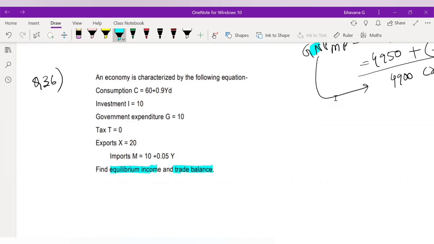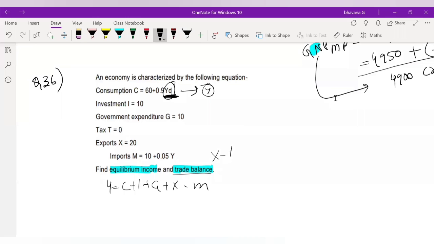Same thing again and again. Equilibrium income, you know how you will find it. Here they have given you personal disposable income again. You have to transfer this into Y, that is, in income format, and substitute it and find. So income will be nothing but Y equal to C plus I plus G plus X minus M. Do this and find it out.